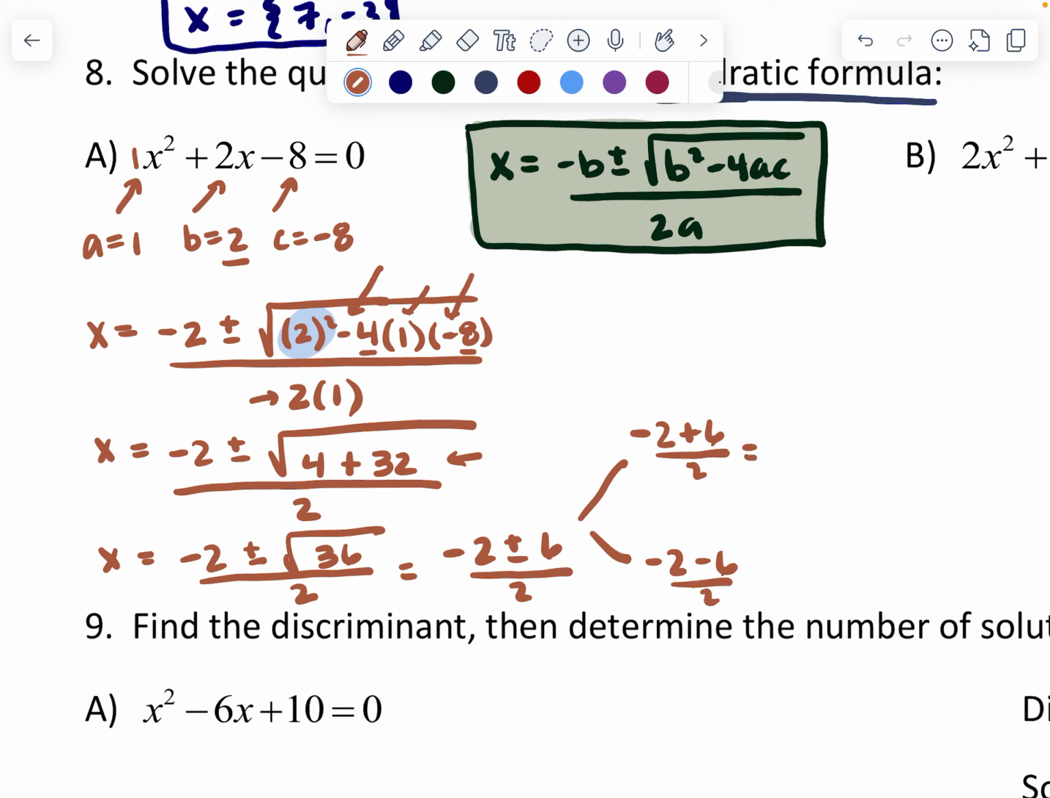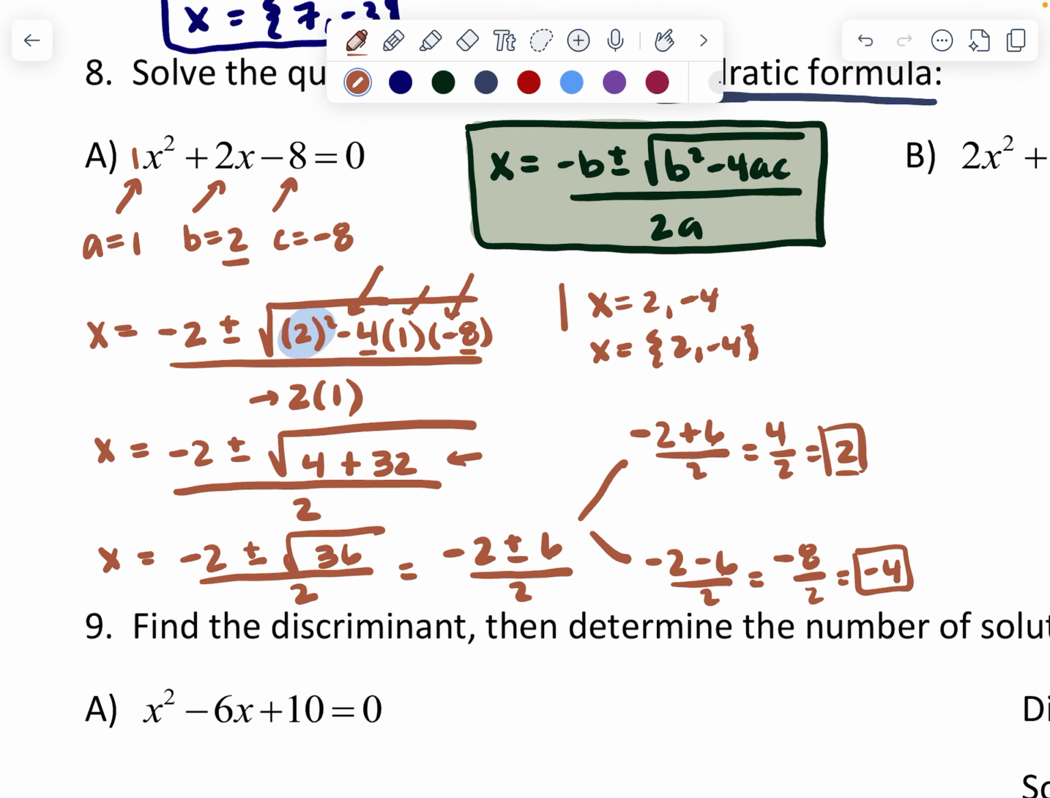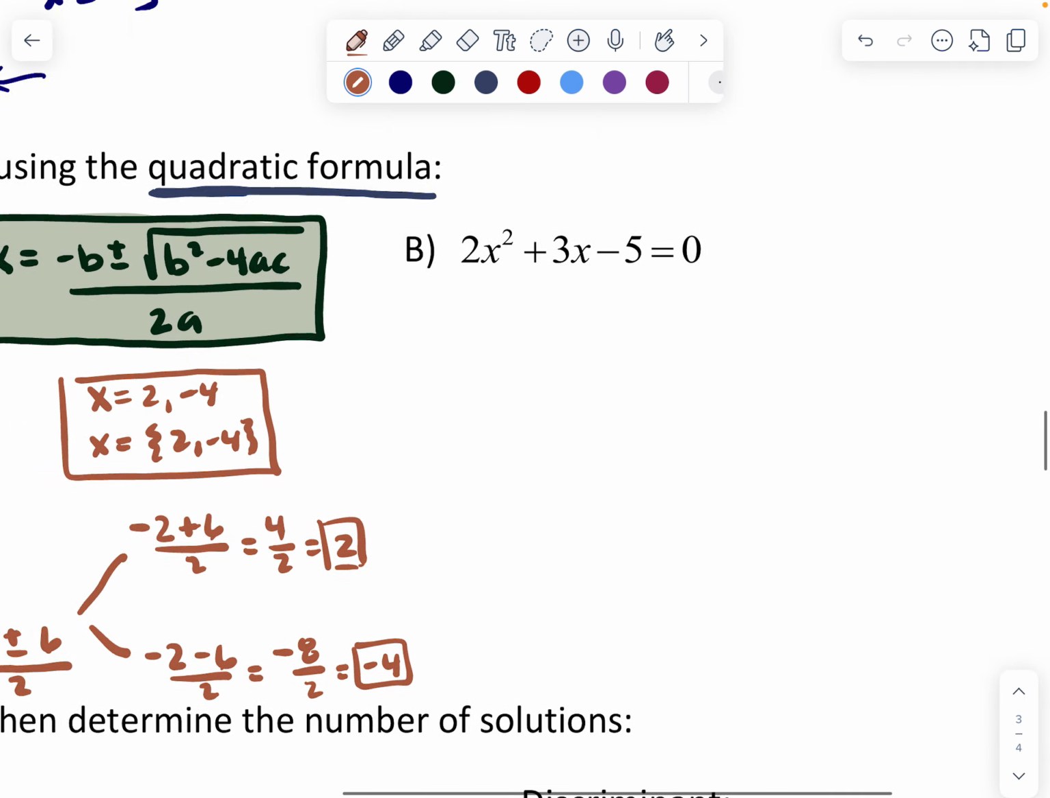So -2 plus 6 is 4. 4 divided by 2 is 2. There's one answer. And then -2 minus 6 is -8. -8 divided by 2 is -4. So there's my second answer. So you're going to get that x equals 2 or -4. Or if you want to write it as a set, you can write 2, -4 like that. Okay? All right, let's try another one.